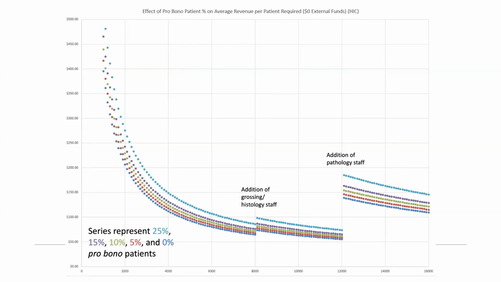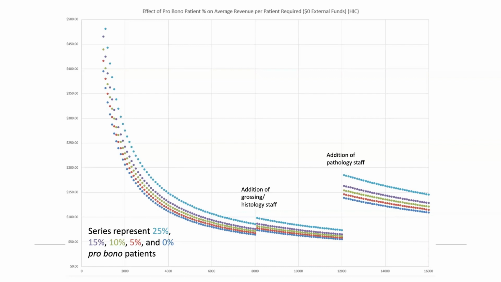As we go from very few samples to around 10,000 samples, the price drops precipitously, or the revenue drops precipitously per sample that we need to bring in. But notice in this series, there are no pro bono patients, or 5% of patients aren't paying, 10% of patients aren't paying, 15% or 25% aren't paying. And look at the plateau level, the difference between everyone pays and up to a quarter of people don't pay. The difference is only about $10, okay?